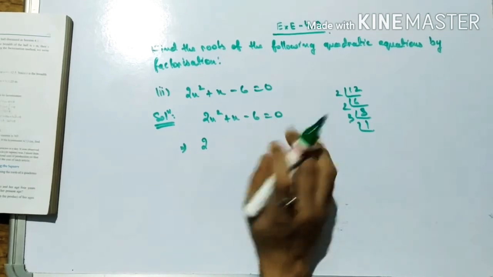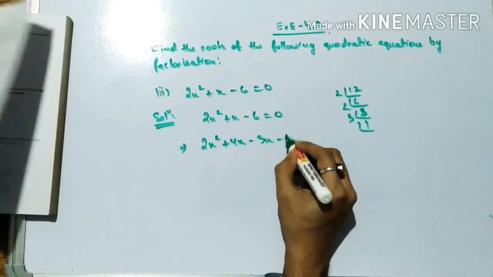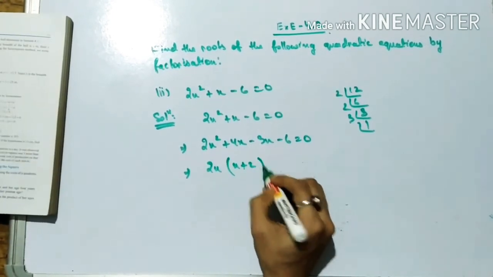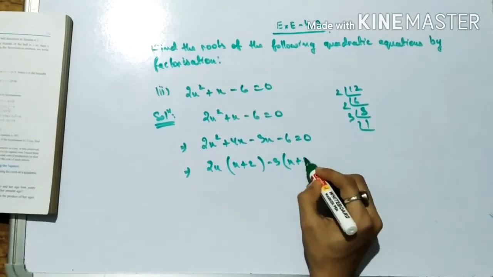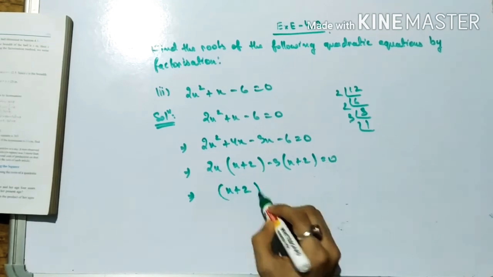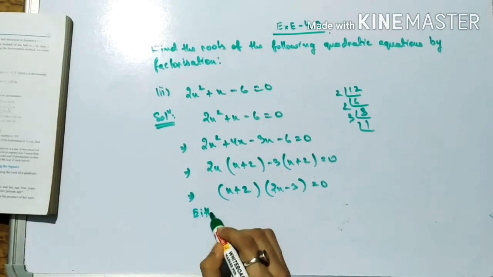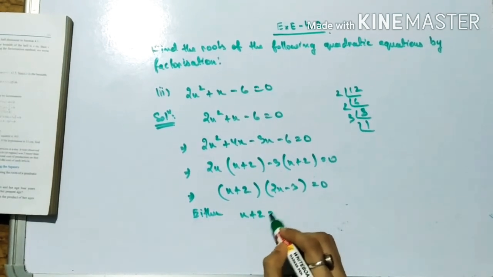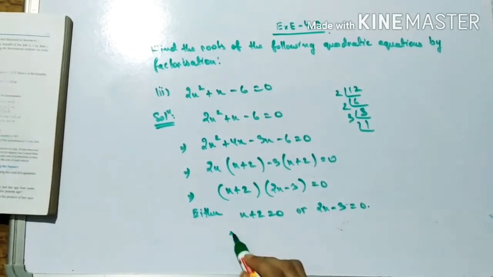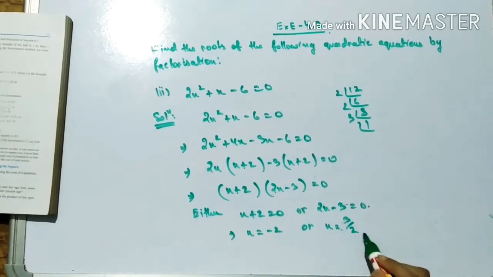You have already learnt this in class 8. Understand? 2x square plus 4x minus 3x minus 6 is equal to 0. So here 2x common, x plus 2, minus 3, x plus 2, is equal to 0. So I will get x plus 2 into 2x minus 3 is equal to 0. So I can say either x plus 2 is equal to 0 or 2x minus 3 is equal to 0. From here I will get x is equal to minus 2 or x is equal to 3 by 2.